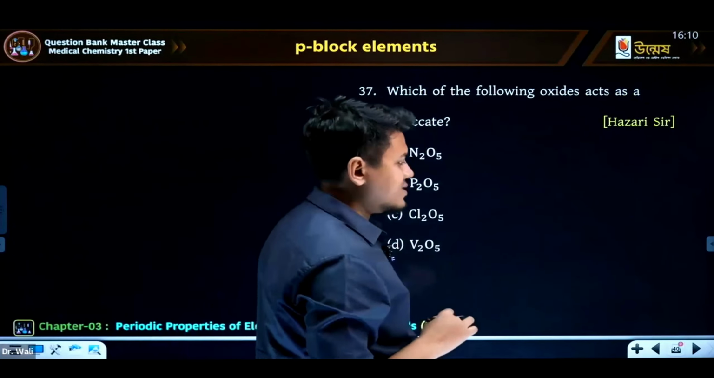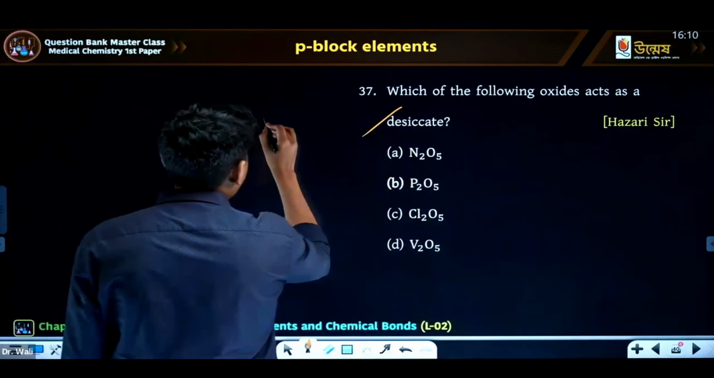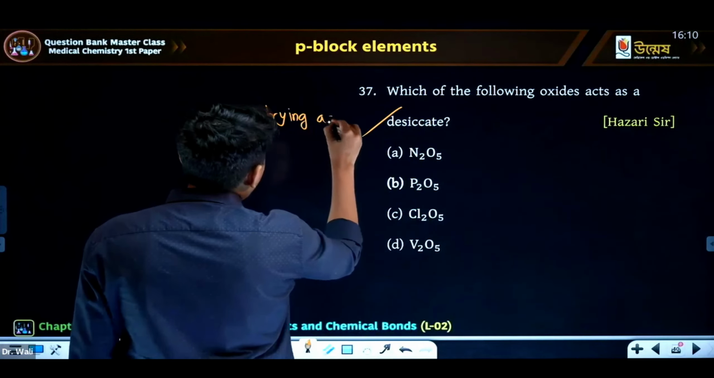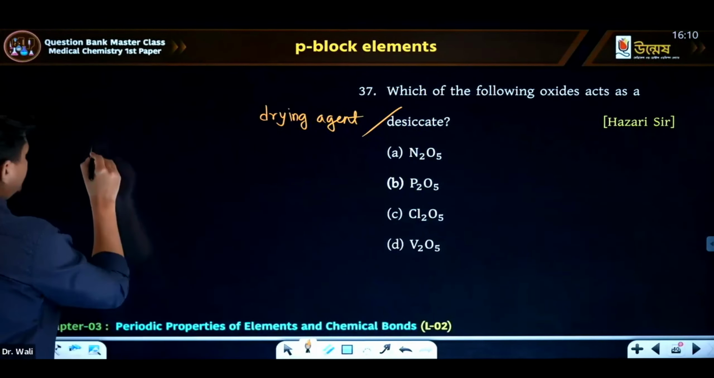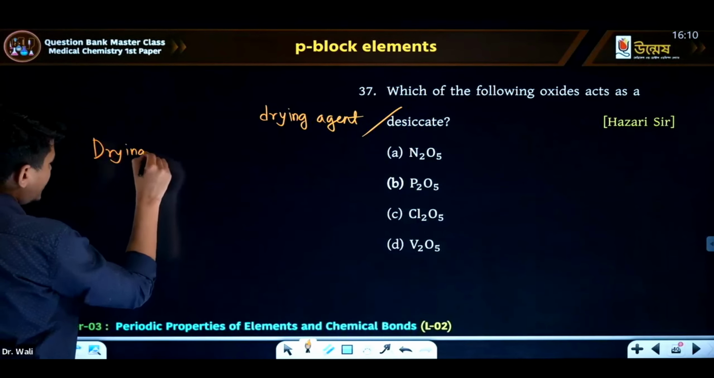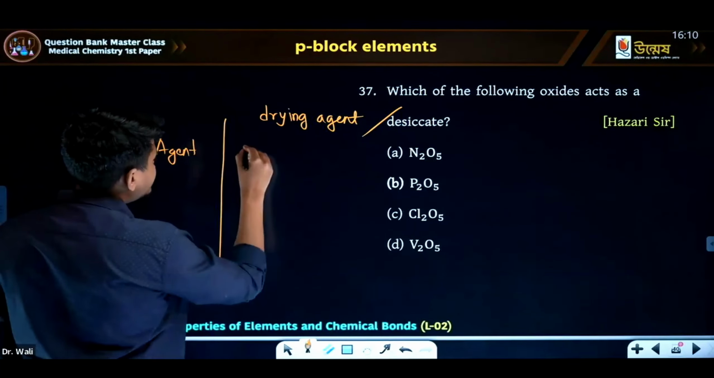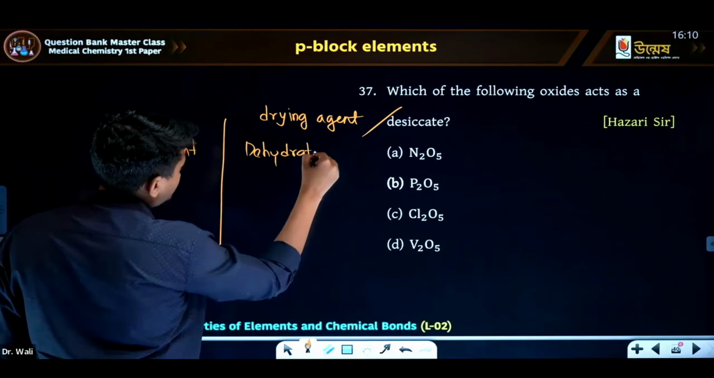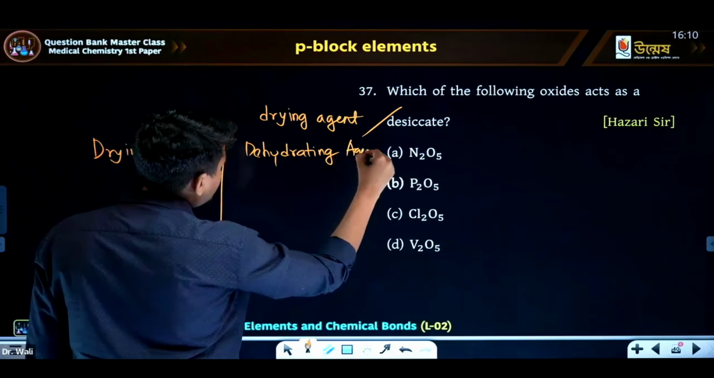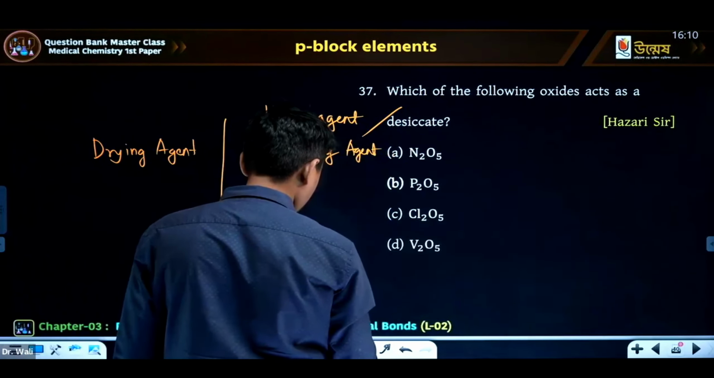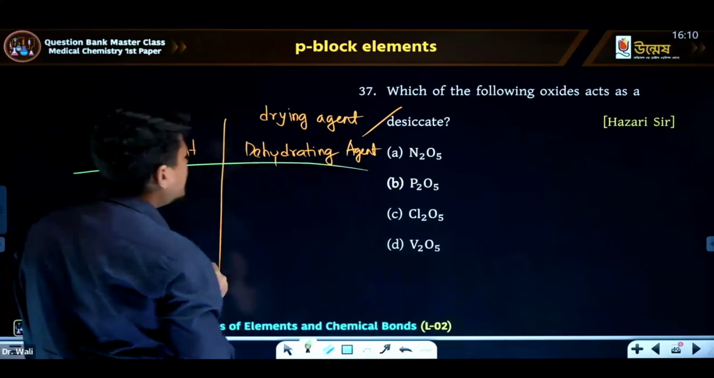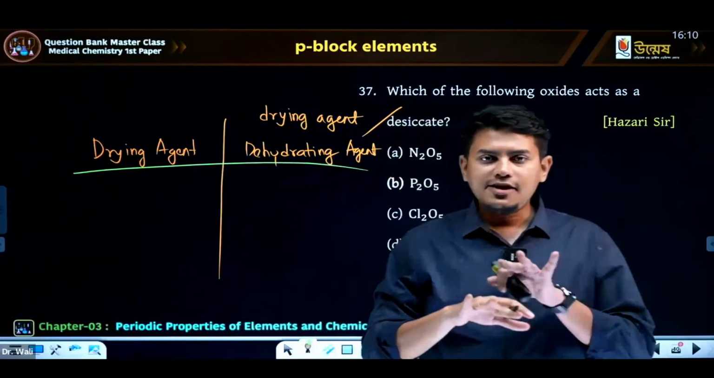Which of the following oxides act as desiccant? Actually, I should write it down as drying agent. Drying agent. Many of you are confused about drying agent and dehydrating agent. What is drying agent and what is dehydrating agent? Let me make it very clear to you.